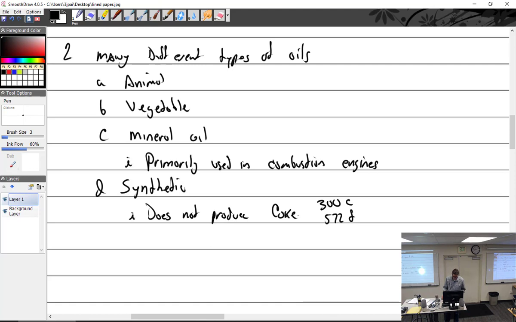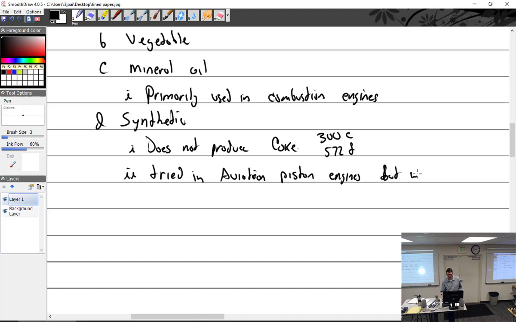All right. Boy, did I put a bunch of stuff in here. Okay. Fully synthetic. We'll put this: tried in aviation piston engines, but was a failure. According to this, it caused excessive cylinder wear. Semi-synthetic is widely used. So we do have semi-synthetic, just not full synthetic.